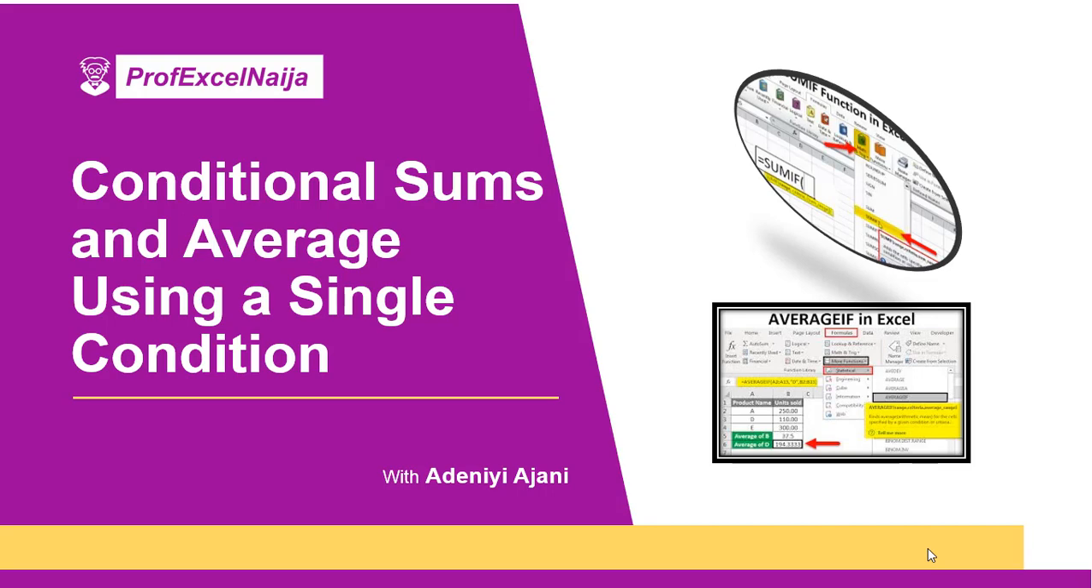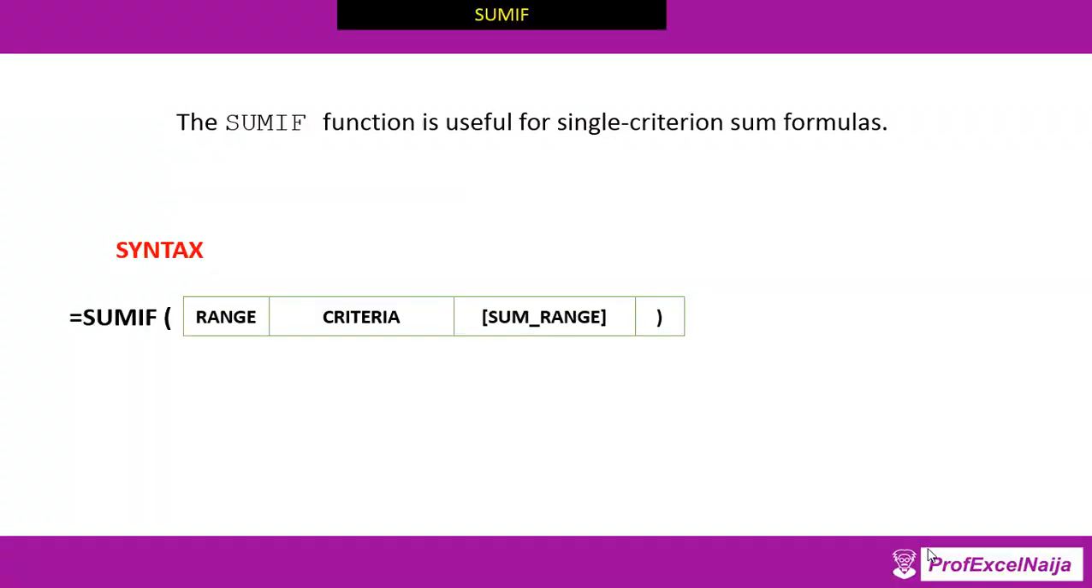In this lesson, we will discuss using the SUMIF and the AVERAGEIF functions. Most Excel users are familiar with the sum function, which sums all the cells in a given range. However, when you want to sum based on a stated condition, the SUMIF and the AVERAGEIF come in handy.